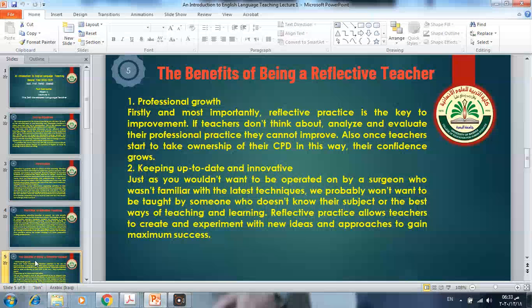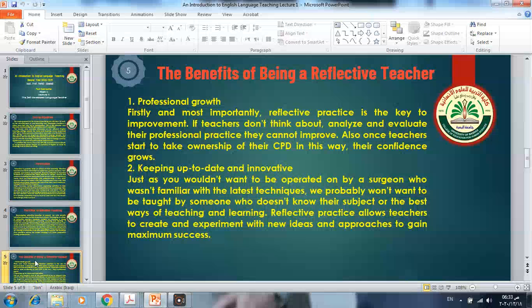So suppose that you need a certain procedure that is related to your health. Are you going to consult a surgeon who is up to date, who updated his information and his techniques, or are you going to go to a classical surgeon? Of course not. Of course, you are going to consult the surgeon who has updated his techniques, who is familiar with the latest techniques of doing that procedure. So the same thing happens in teaching.